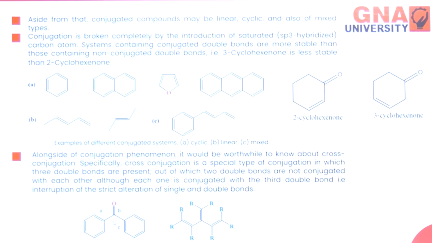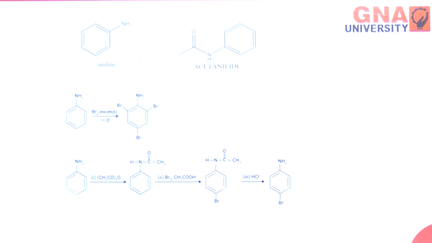Now what is the importance of this cross conjugation? We know about electrophilic substitution reactions, right? If I have aniline and I am doing the bromination of aniline, which is an electrophilic substitution reaction of aromatic compounds, we know that nitrogen has a lone pair of electrons.